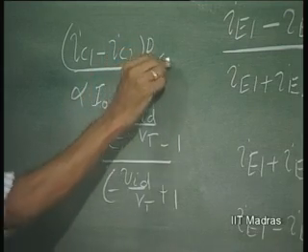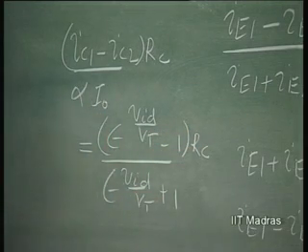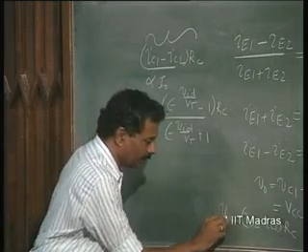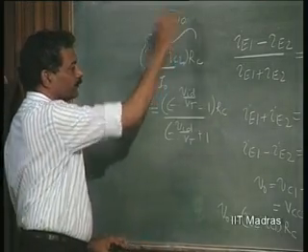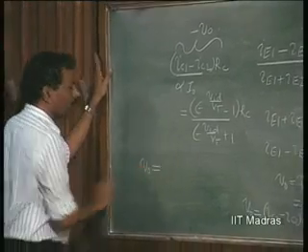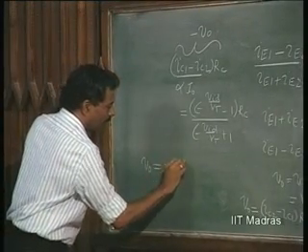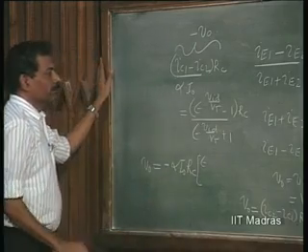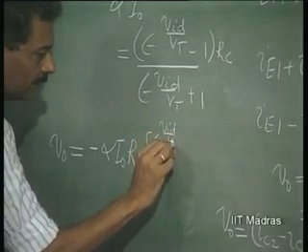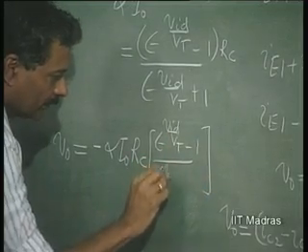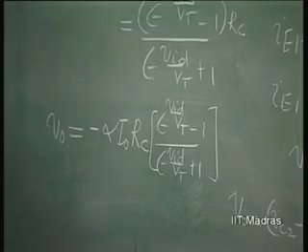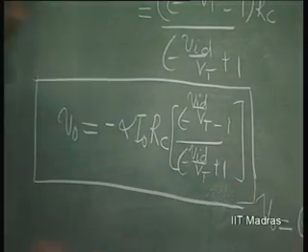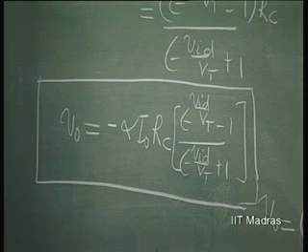If I multiply this now by RC, this also I can multiply by RC. This factor IC1 minus IC2 into RC from this is nothing but minus V naught. So, we get V naught equal to minus alpha I naught RC into exponent VID by VT minus 1 by exponent VID by VT plus 1. So, this is an important relationship between the output and input of a differential amplifier. Now, let us look at it.